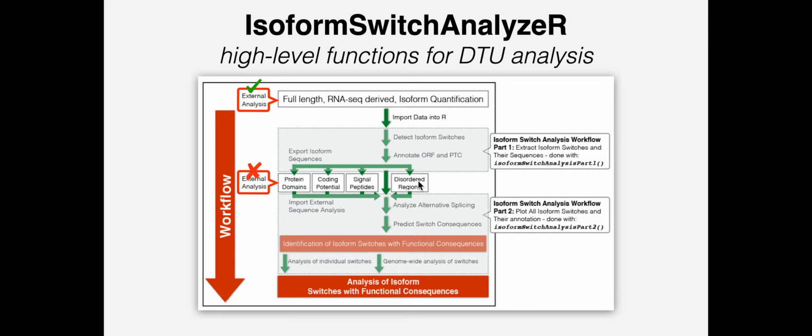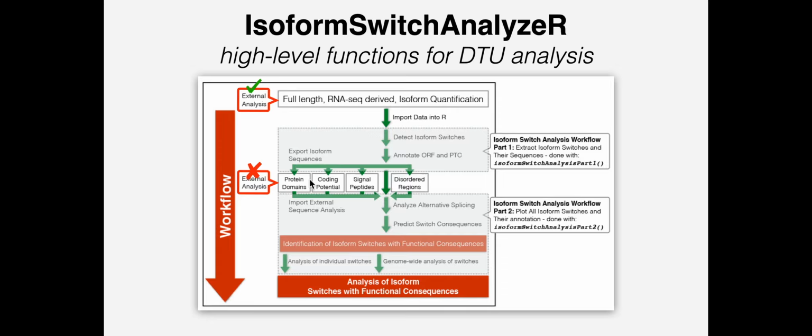Now, we will not do this. There are some consequence annotations, if you will, that we get out of this for free, but all these things like protein domains, we just won't do. But you'll hopefully appreciate why they can be useful.